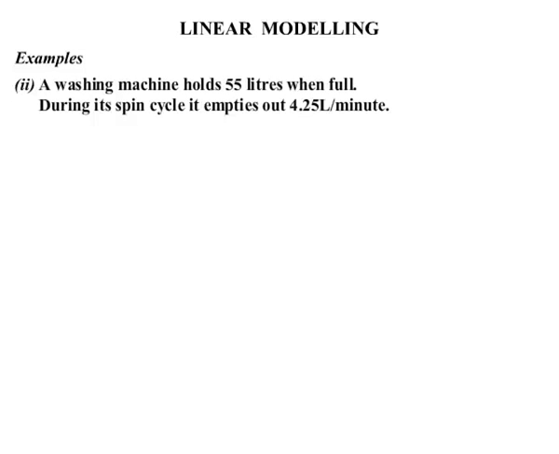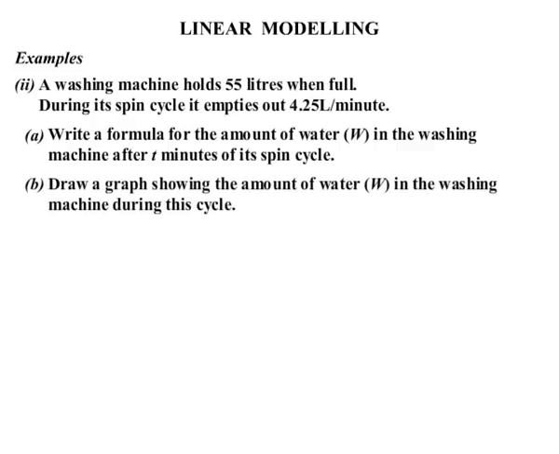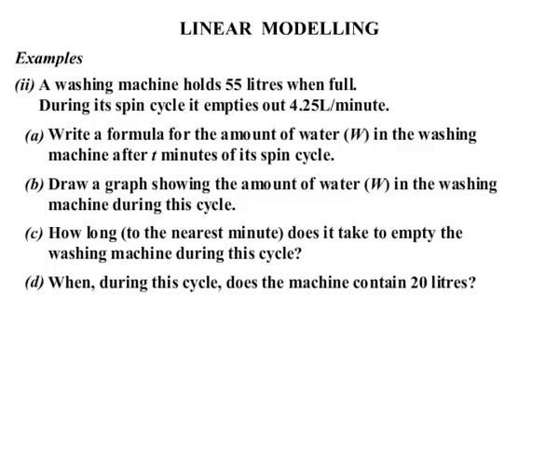The next example. A washing machine holds 55 litres when full. During its spin cycle, it empties out 4.25 litres per minute. In Part A, we need to write a formula. Part B, we're going to be drawing a graph. And then we've got Part C and Part D to do as well. But let's look at Part A firstly.